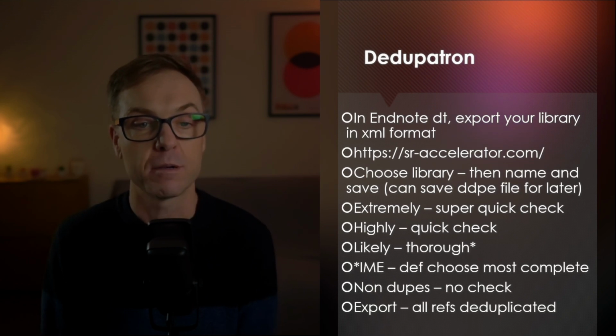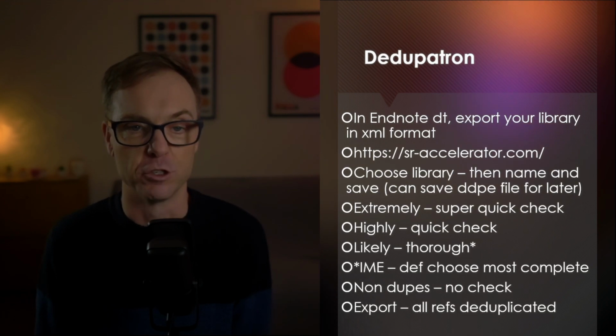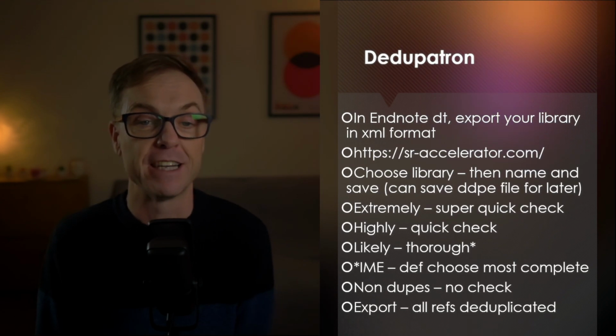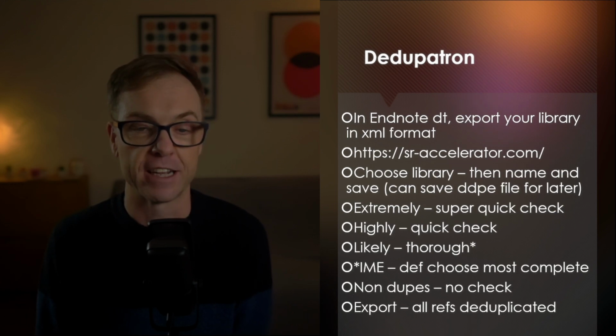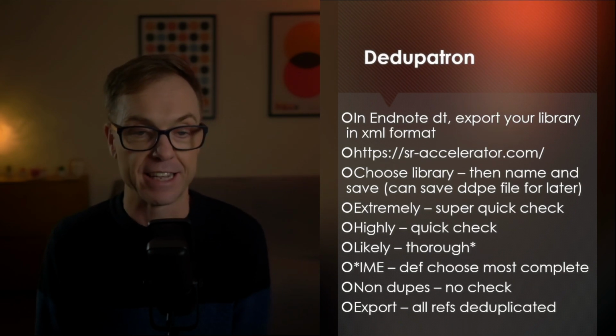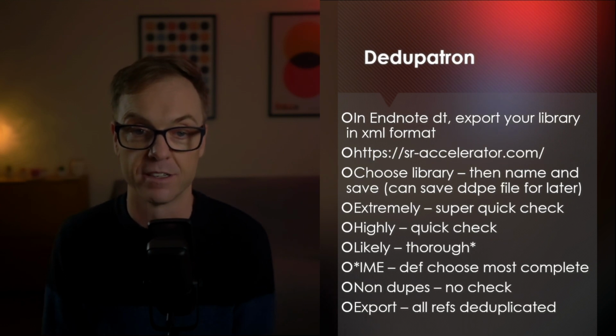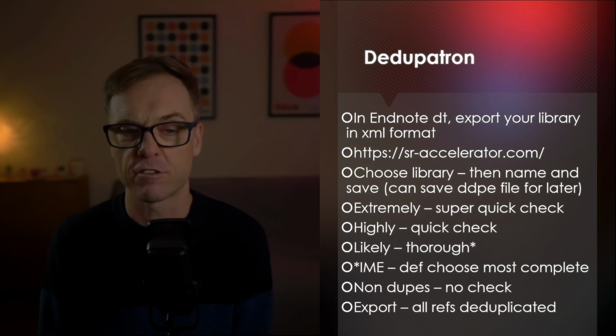It will then automatically classify your library into extremely likely duplicates, which you'll just need to have a really quick check over and check that all the records in each of the blocks are the same. Then you'll see it's classified them into highly likely, and then again you'll need a quick check through and just check that all the references in each of the blocks are the same. Then it classifies into likely to contain duplicates, and you should have a thorough check through that.